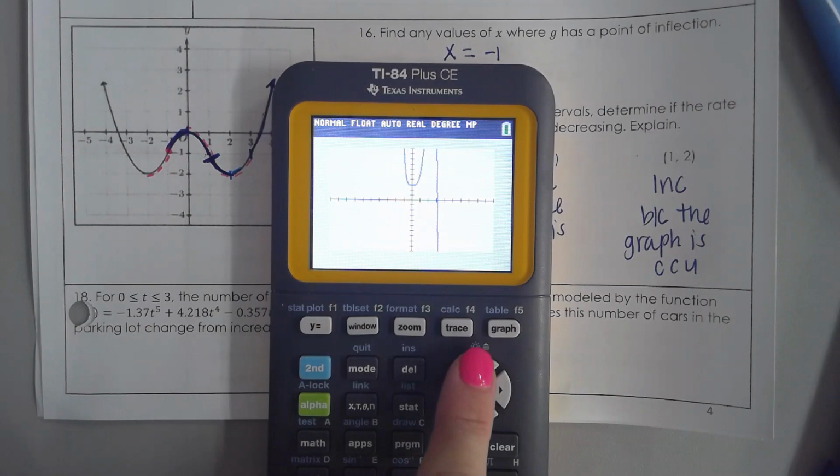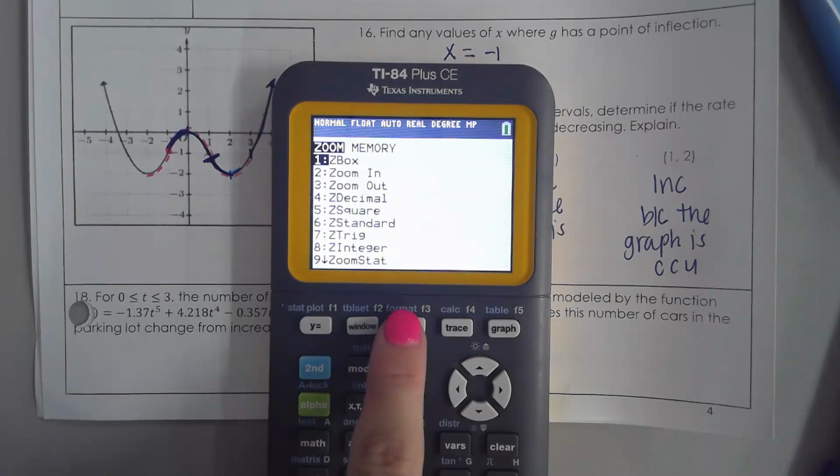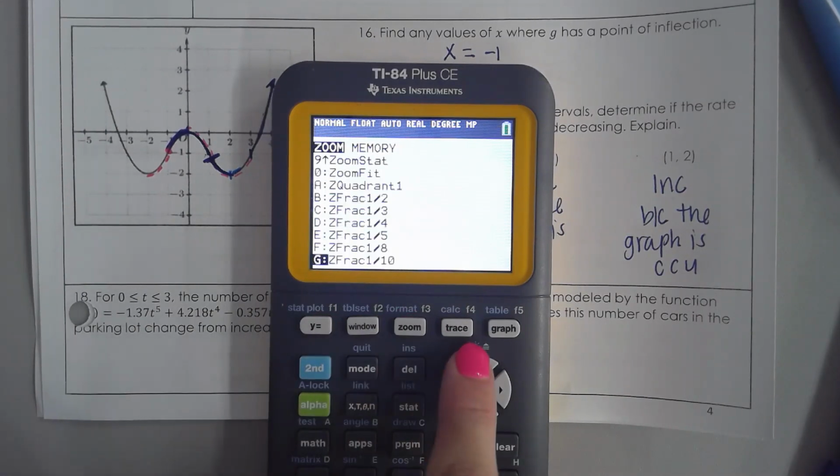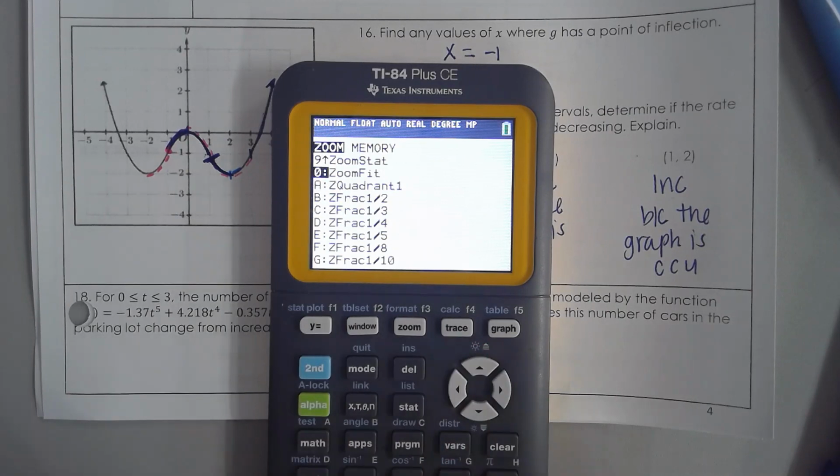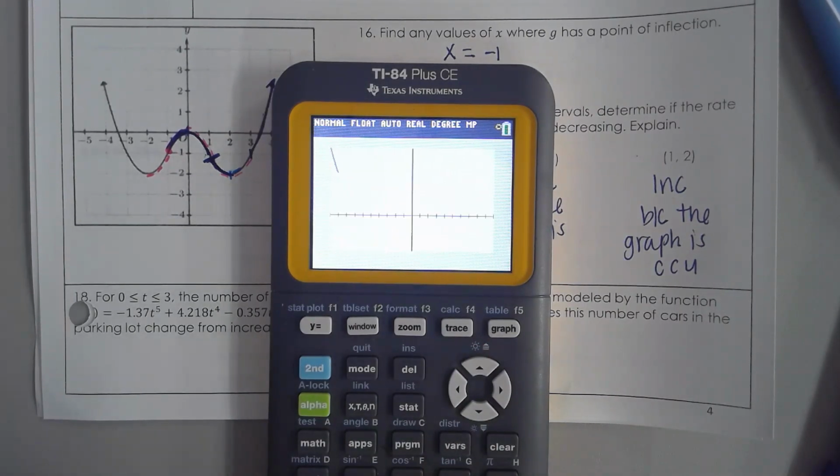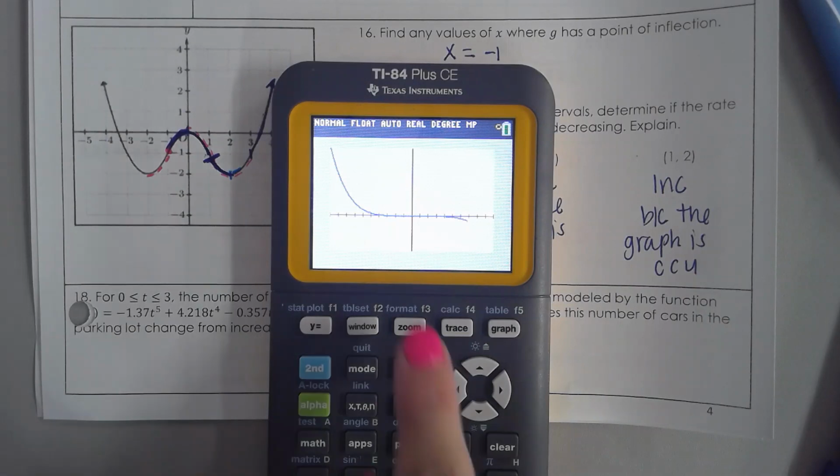Ugh. So, I don't like this one. Where's zoom fit? There it is. So that means I am going, that's not what I want either.